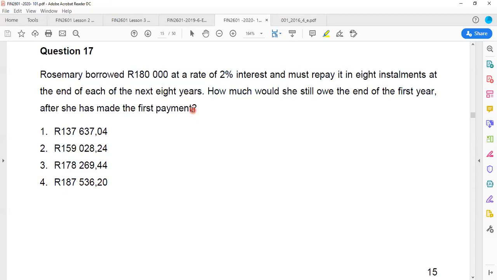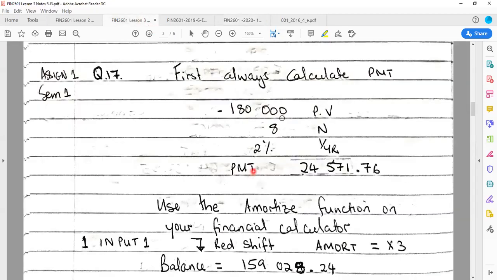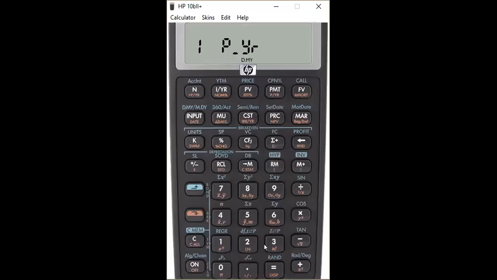So she's borrowed money, she's paying this money over 8 years, and we're being asked how much she is going to owe when she's left with 7 payments. So this is an amortization problem. We can identify our PV, it's 180,000. Our N is 8. Our interest is 2%. And we can take our calculator and calculate the PMT. 180,000 is our PV, 8 is our N, 2 is our interest. Then we press PMT and we get 24,571.76. So this is the payment.